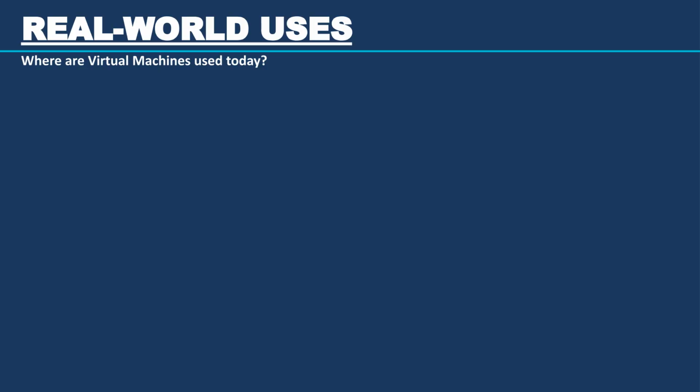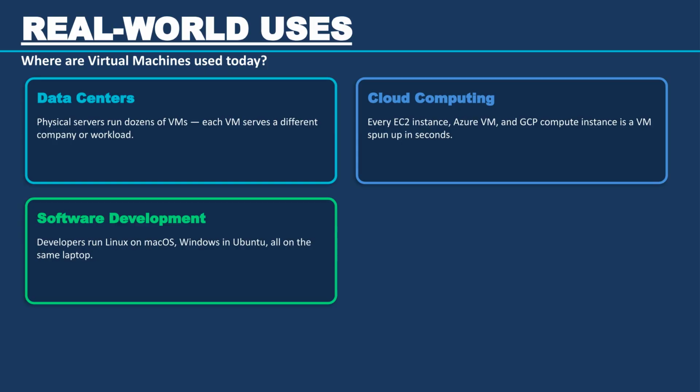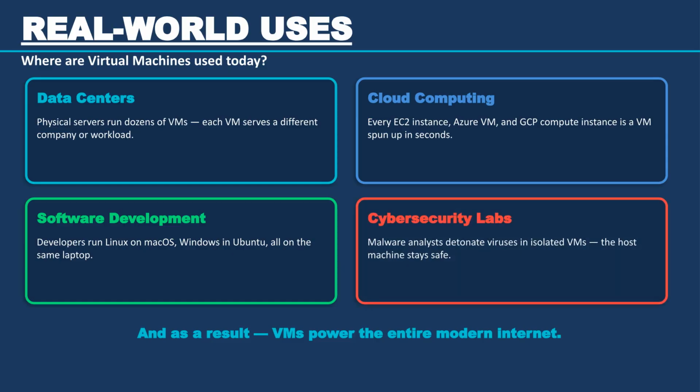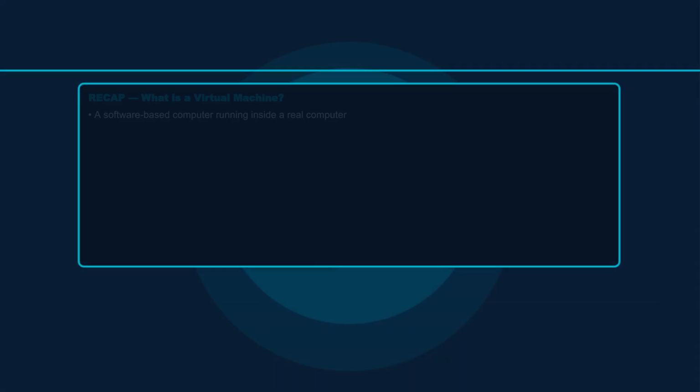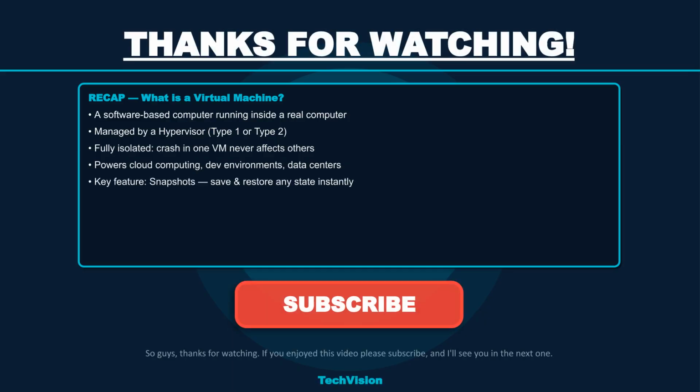Virtual machines are widely used today across data centers, cloud computing providers, and software development, powering the entire modern internet. They are also crucial in cybersecurity labs for safely isolating malware. To recap, a VM is a software computer running inside a real one, isolated by a hypervisor. They power cloud computing and are essential for snapshots, allowing instant state saving and restoration.